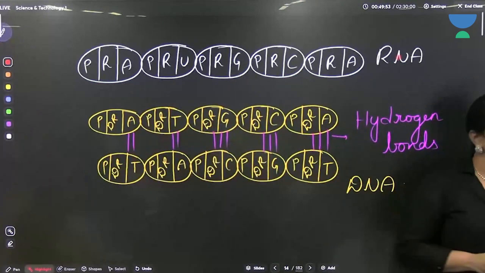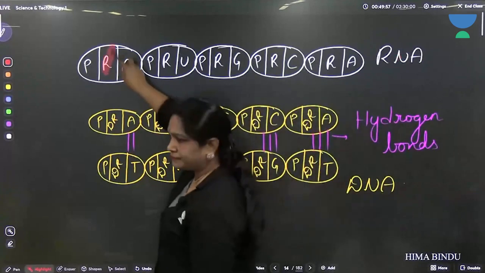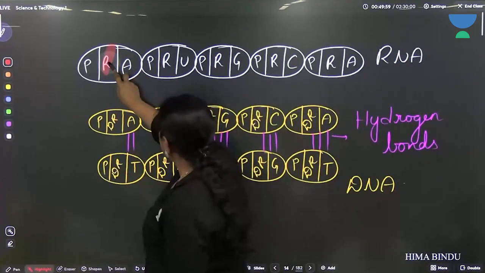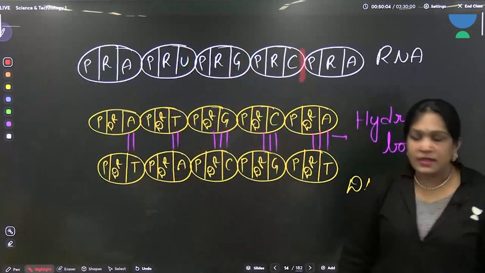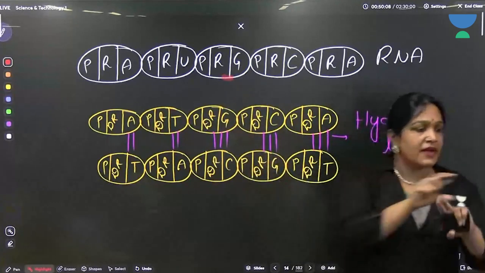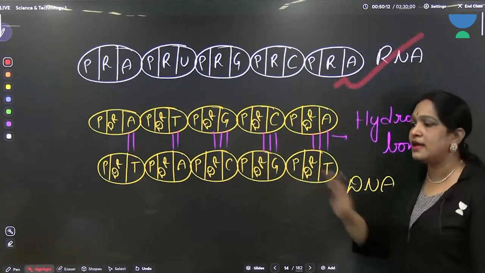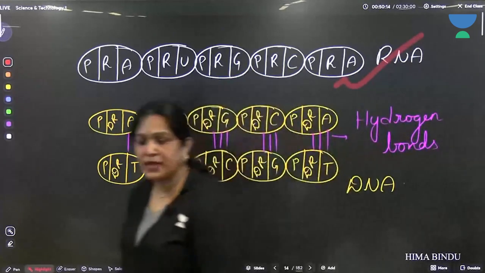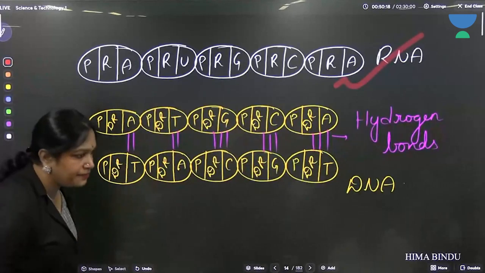Can you observe all the 3 points written in that table? First thing, ribose sugar. Second one, AUGC, no thymine. Third one, single strand. It has no other strand, only one chain of nucleotides. That is RNA. Can I say RNA is clear for all of you? Next one, DNA. Same way, observe all the 3 points in the table.